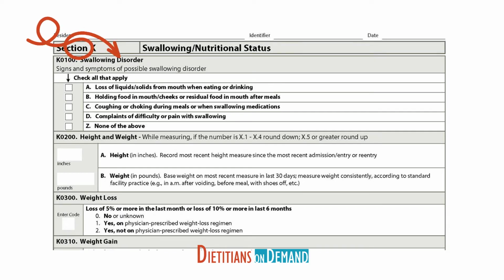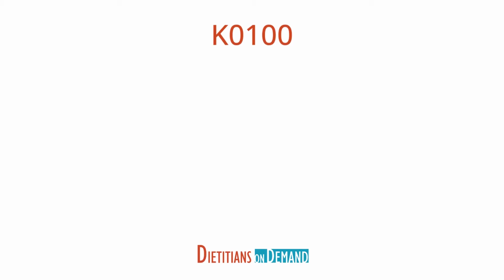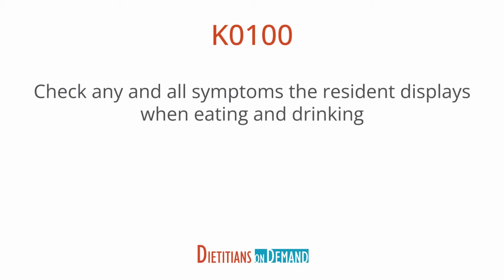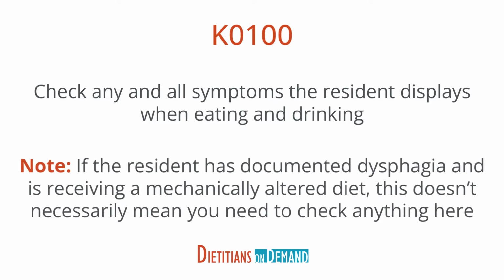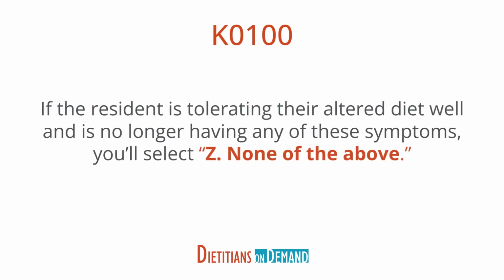The first section is K0100. It asks if the resident has any signs or symptoms of a swallowing disorder. Here, you check any and all symptoms the resident displays when eating and drinking. Note that if the resident has documented dysphagia and is receiving a mechanically altered diet, this doesn't necessarily mean you need to check anything here. If the resident is tolerating their diet well and is no longer having any of these symptoms, you'll select Z, none of the above.